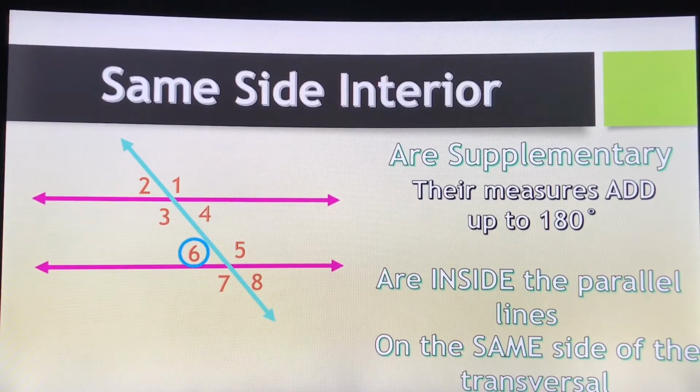Then I have angle 6 and angle 3. Those two are on the same side of that transversal and they're on the inside of the pink lines. They have the same positioning, so to say, of that transversal inside. So their measures add up to 180.